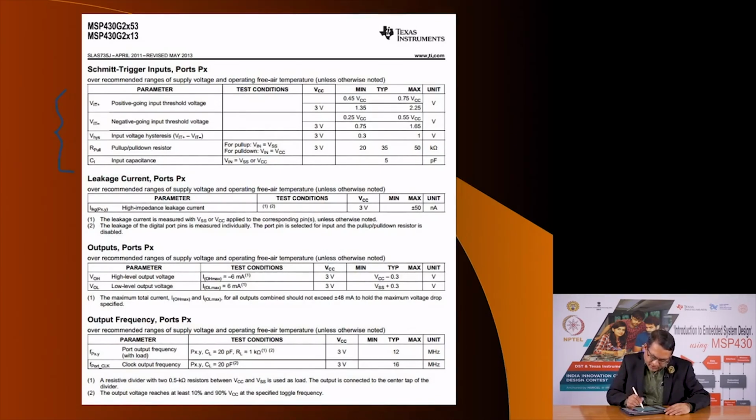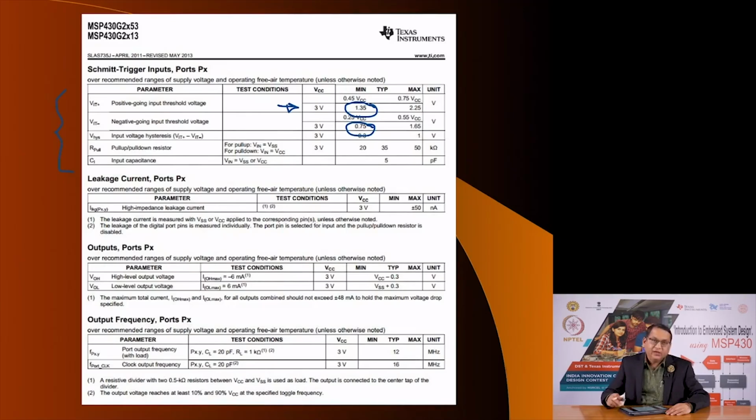If the VCC is 3 volts like here, then the minimum voltage for input to be considered as logic 1 is, you see here, 1.35 volts, and the maximum voltage when the input is to be treated as logic 0 for the same 3 volts is 0.75 volts. So, we are going to utilize these numbers in our calculation.